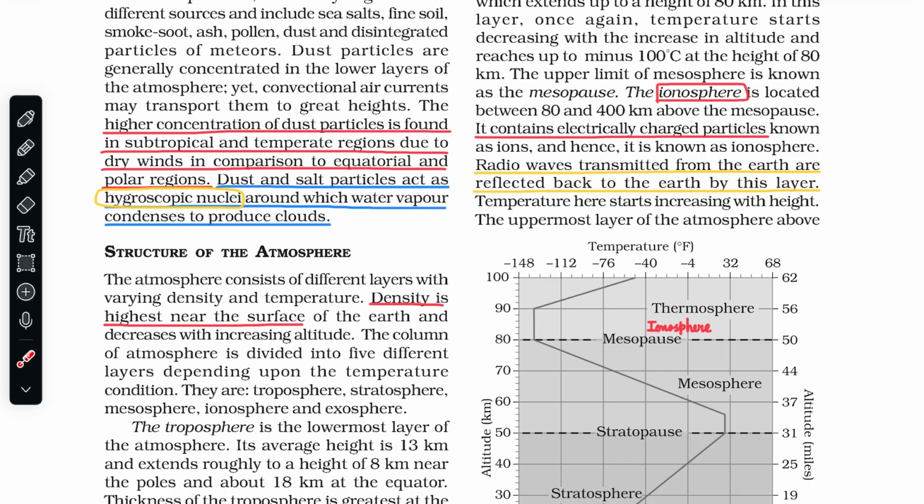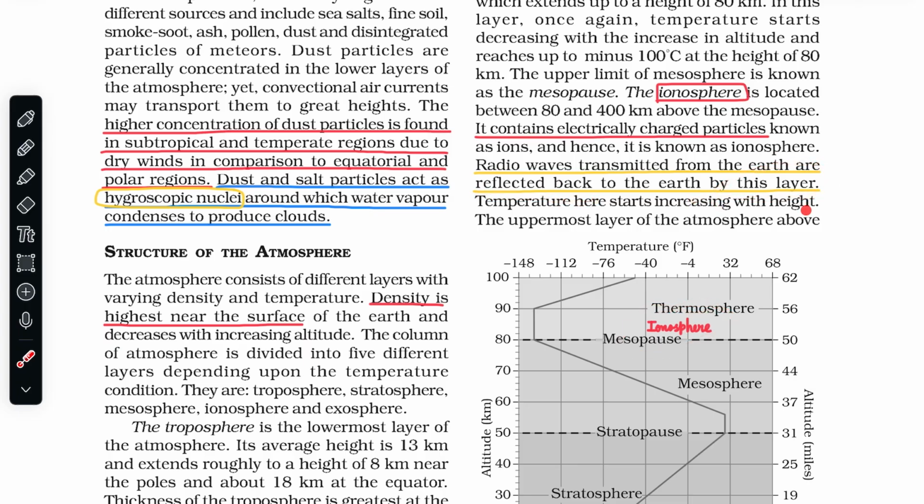In this layer, once again, temperature starts decreasing with the increase in altitude and reaches up to minus 100 degrees Celsius at the height of 80 kilometers. The upper limit of the mesosphere is known as the mesopause. The ionosphere is located between 80 and 400 kilometers above the mesosphere. It contains electrically charged particles known as ions and hence it is known as the ionosphere. Radio waves transmitted from Earth are reflected back to the Earth by this layer.